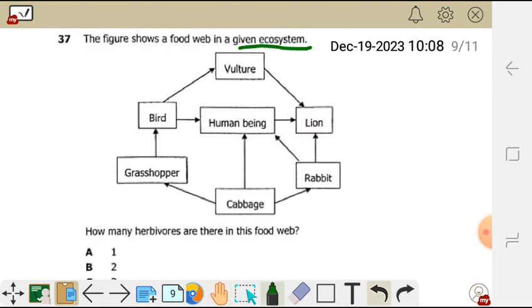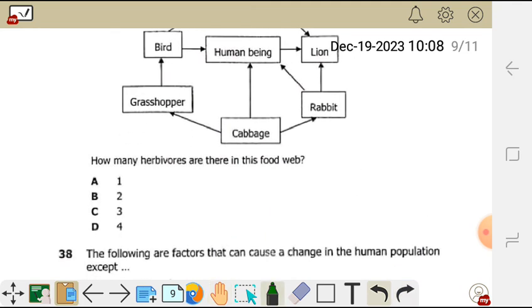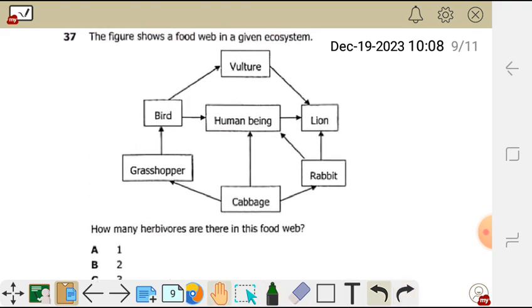So the question reads, how many herbivores are there in this food web? Herbivores are animals which feed on green plants. They only feed on plants. So in this food web, the only organisms which feed on plants, which is cabbage, are rabbit and grasshopper. So these two are feeding on cabbage.